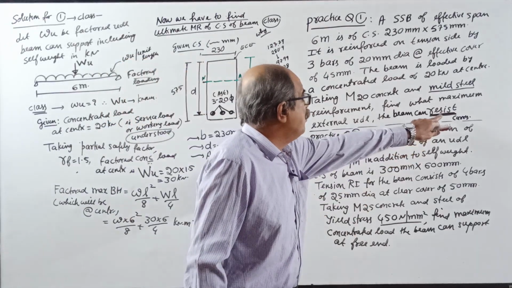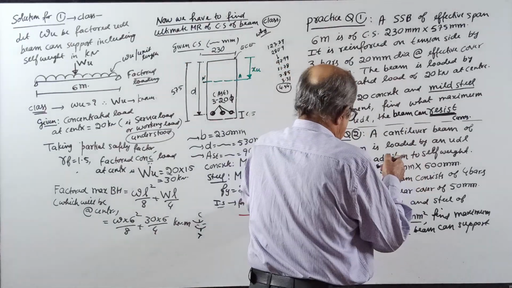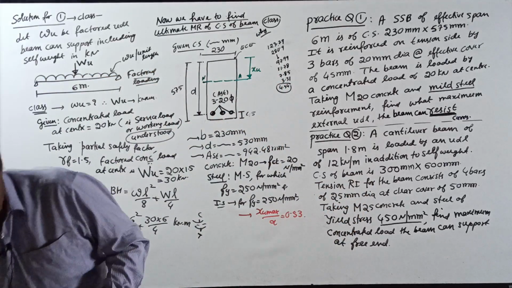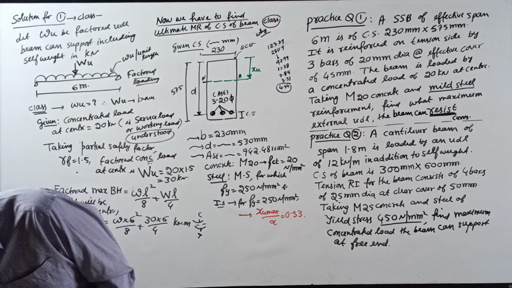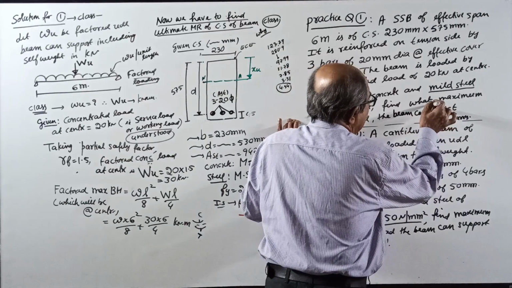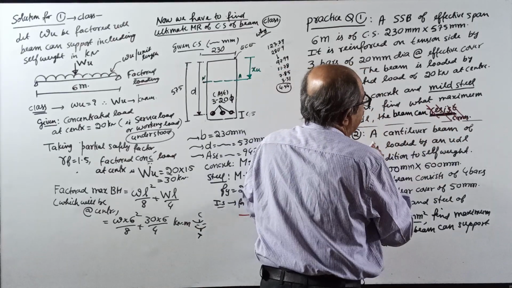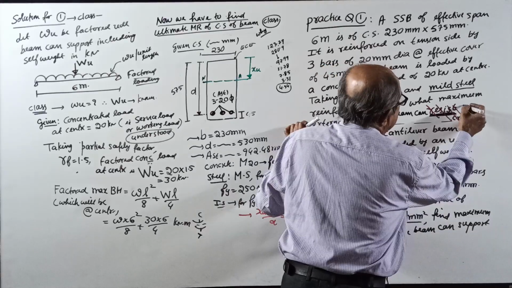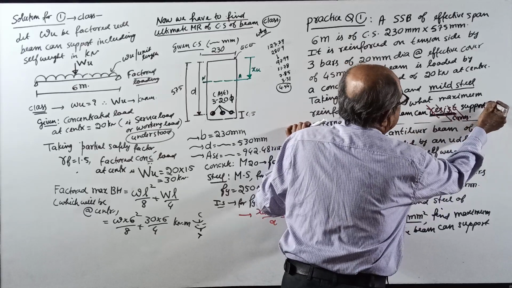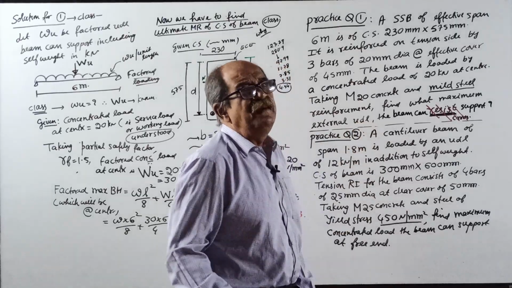First of all, the words resist or carry, both are wrong. I am very sorry. What to do? They should at least change their outlook. When they set a question, they should know what they are giving. So both are wrong statements. The question should be: what maximum external UDL the beam can support.